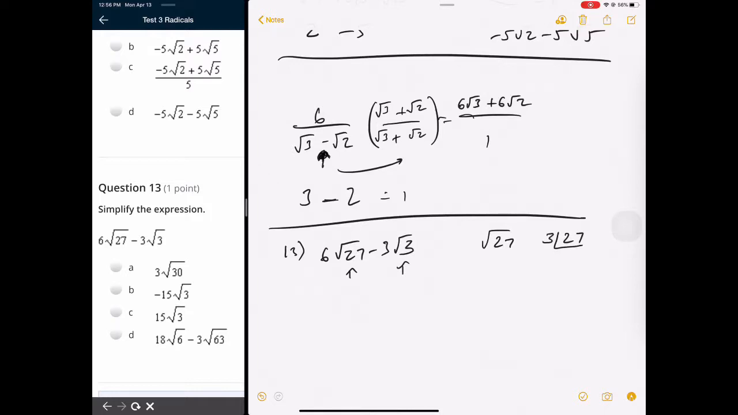I can divide 27 by 3, I know that. 9 times 3 is 27. And then I can break up 9 into 3 and 3. So we do have a pair. That's what we always do with square roots, looking for pairs. So this is 3 square root of the leftover 3.